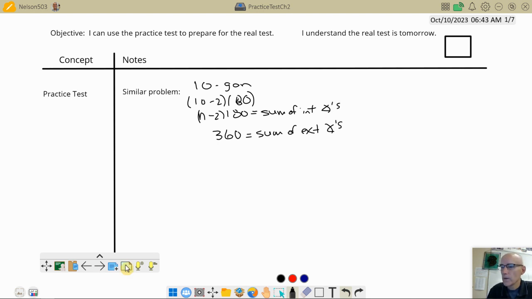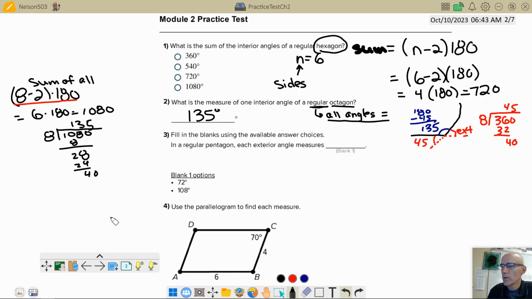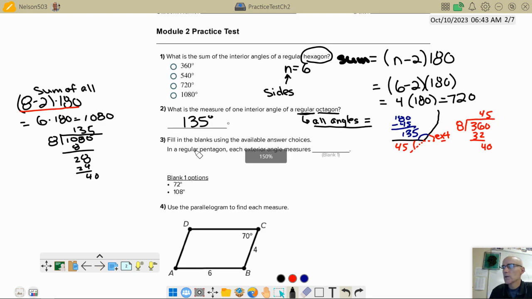Okay, so let's go back here. We'll add a couple more to this video and then pause. Fill in the blanks using the available answer choices. Well, it's not going to be multiple choice. It's not a computer test tomorrow. So these won't be here. You'll have to tell me what each exterior angle of a regular pentagon is. And we just kind of went over that right up here in red. So I'm going to keep it in red since we were talking about exterior angles up here in red.